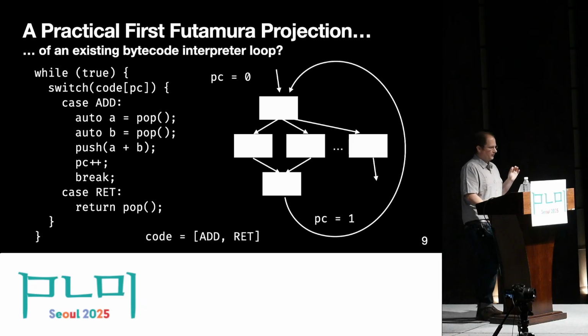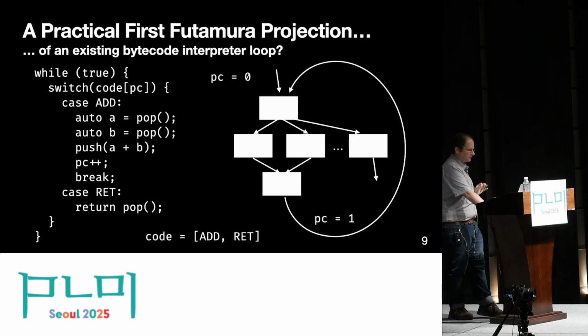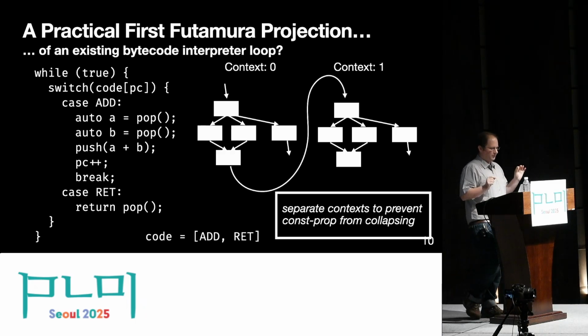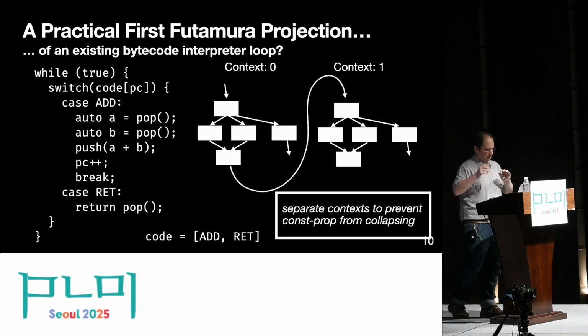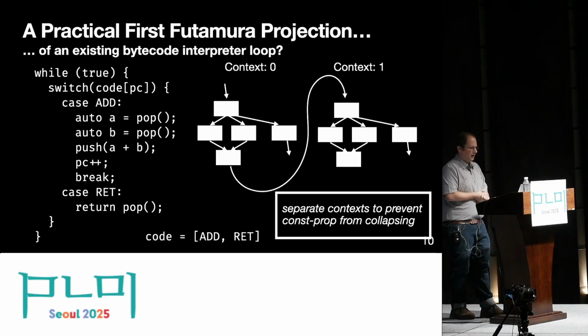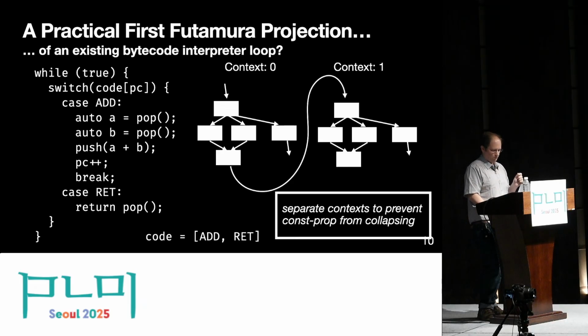So the first key idea in this work, one of the key ideas of Weevil, is that we use context sensitivity. The idea here is that we evaluate each iteration of the interpreter loop in a separate context. I'll tell you where these contexts come from in a moment. But by doing so, we keep the states from meeting. We keep the constant propagation from collapsing.